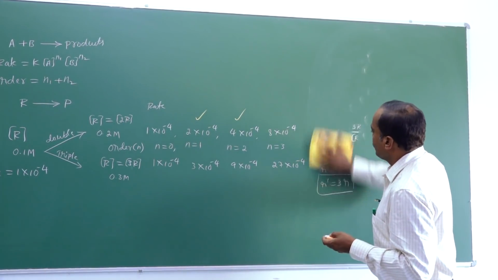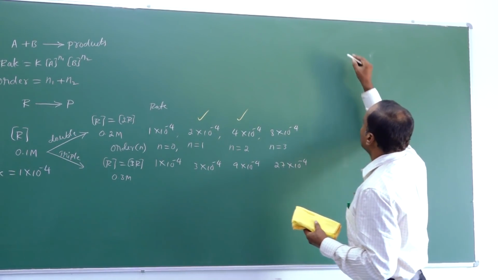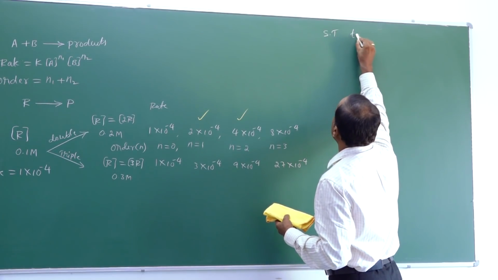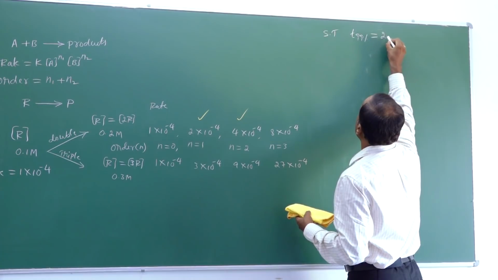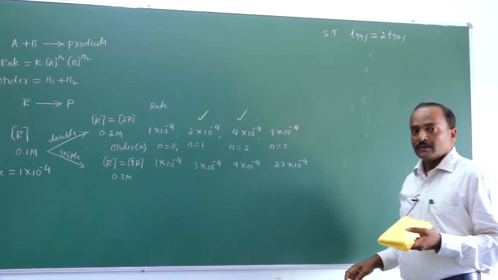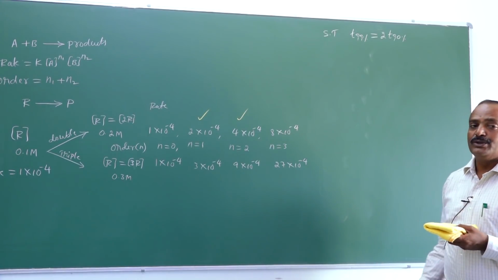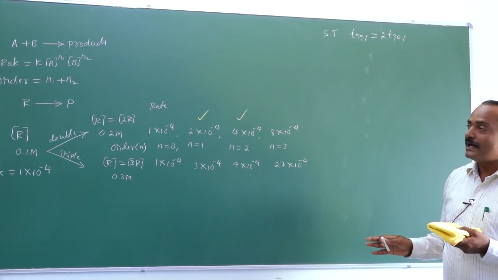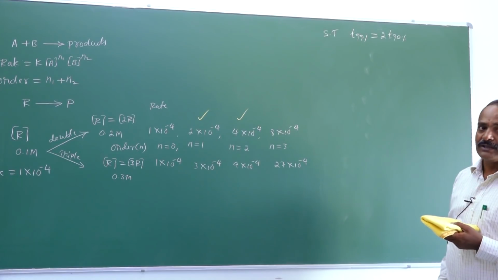Show that in a first order reaction, T99% is equal to 2 into T90%. So that in a first order reaction, T99% is equal to 2 into T90%.